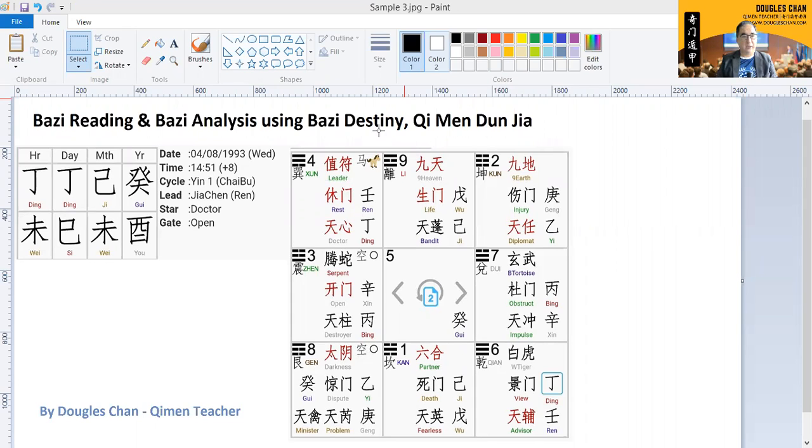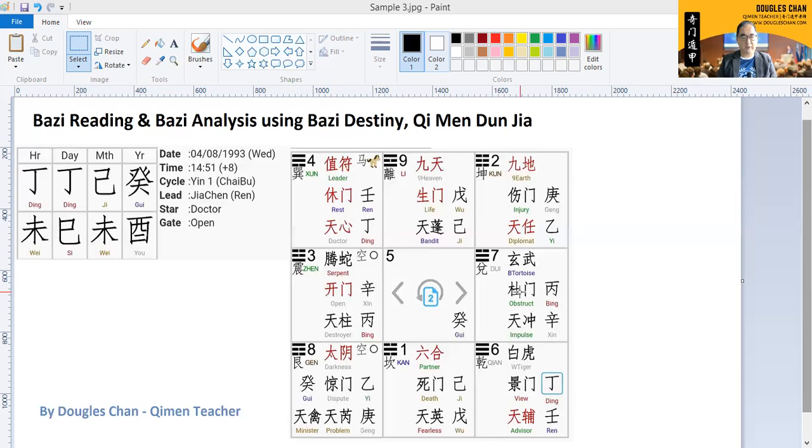Today, this case study is related to a person who is born on the 4th of August, 1993. This is a Qi chart based on 4 pillars, and this is going to be the 9 palaces. Based on these 9 palaces, we are able to dissect the information of the person in terms of the person's character, the luck in wealth, health, direct wealth, indirect wealth, education, even the marriage itself.